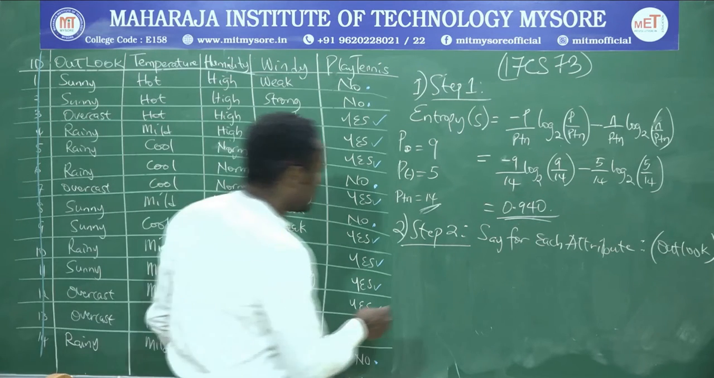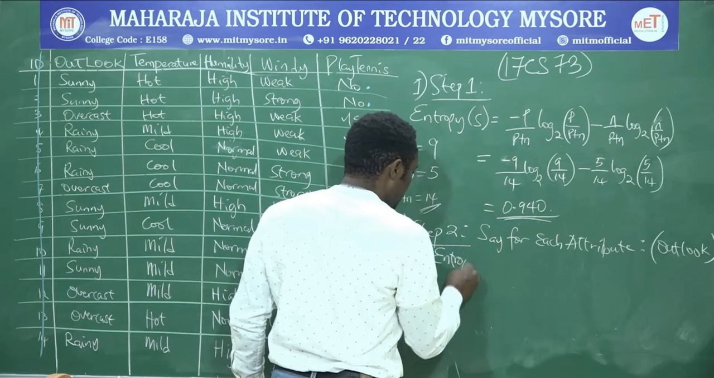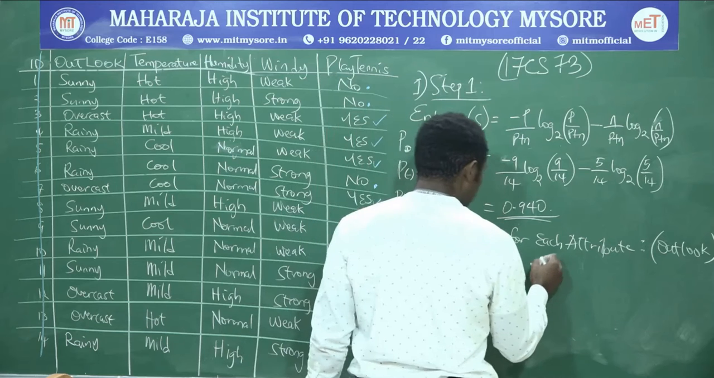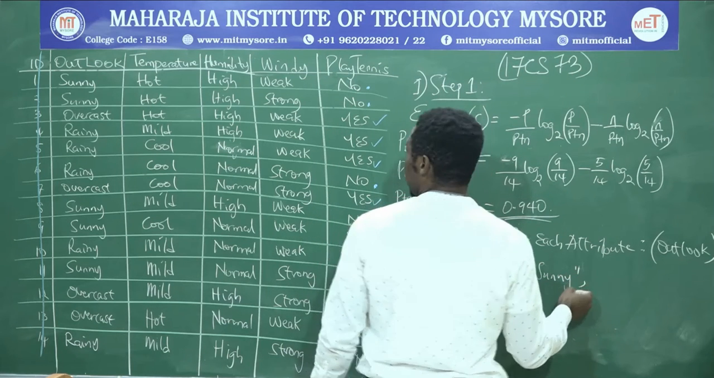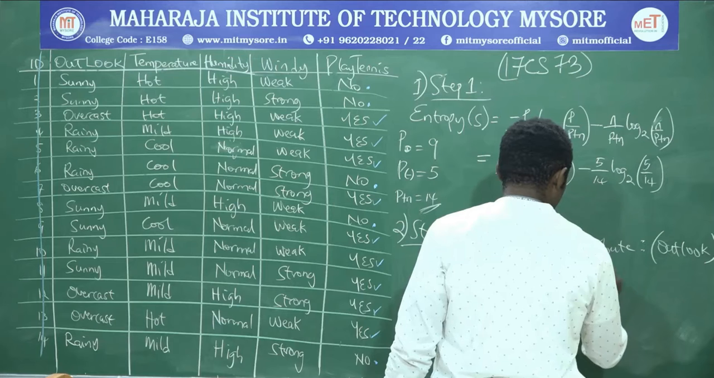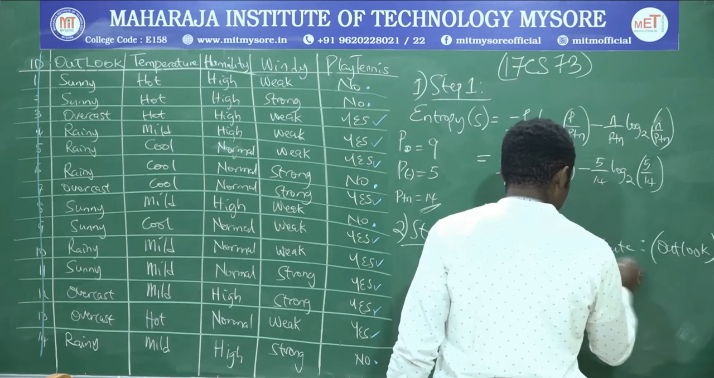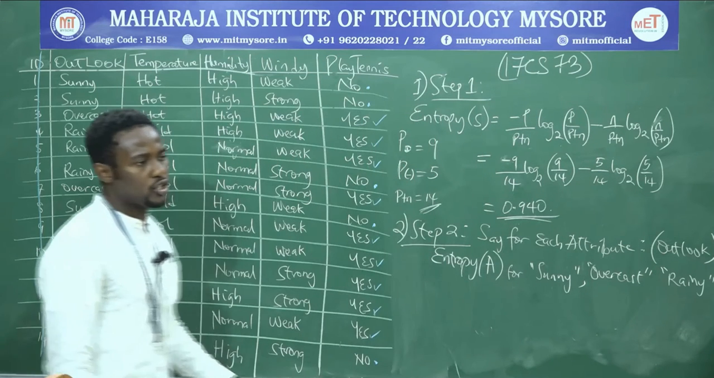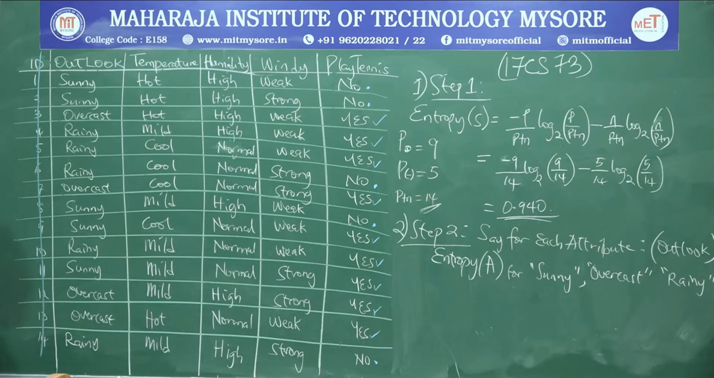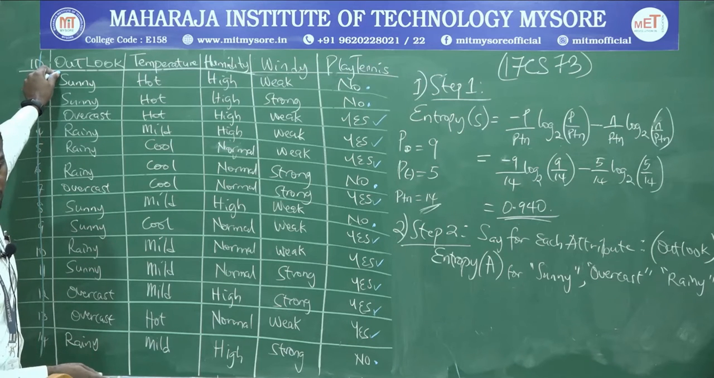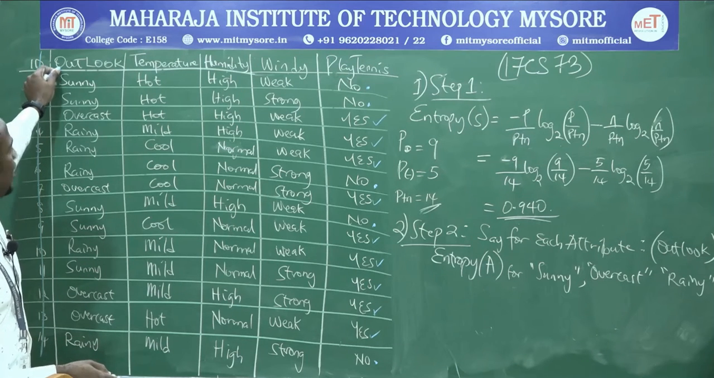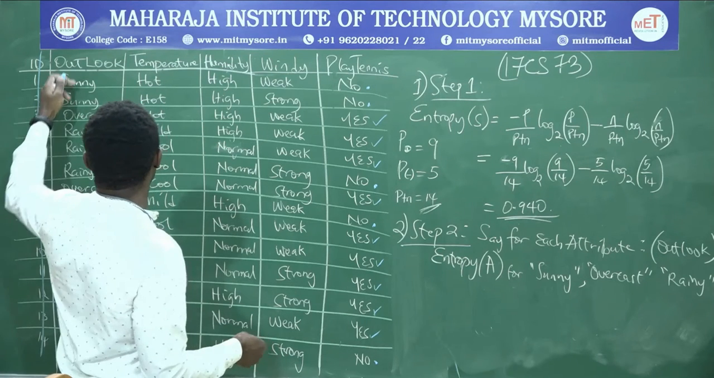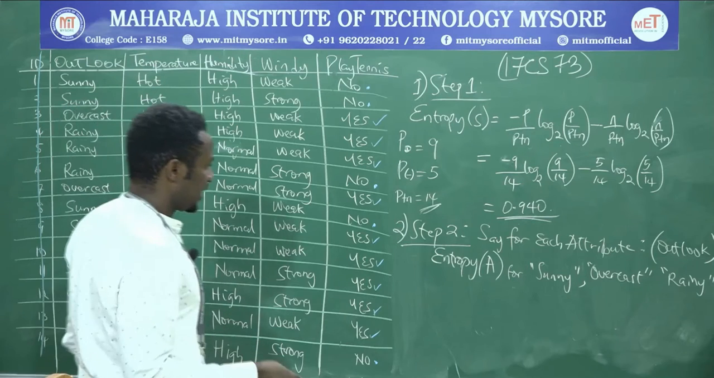So we need to calculate the entropy A for what? Sunny, overcast, and rainy. So how would this be possible if we don't make smaller subsets? So what we do now is we make small tables, okay? Here we take outlook as a column against play tennis as our predictor. So in that case we have sunny, rainy, and overcast.